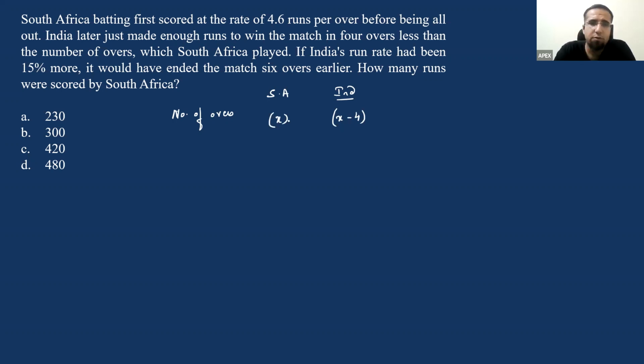That is x and x minus 4. And the second thing we're talking about is run rate. Now, this is where a bit of idea helps you here. Run rate of South Africa is 4.6.